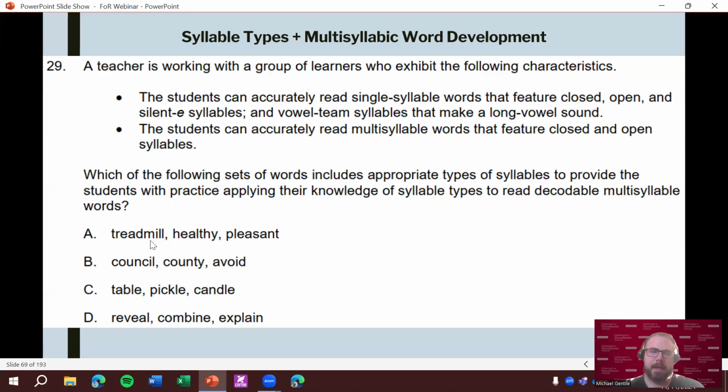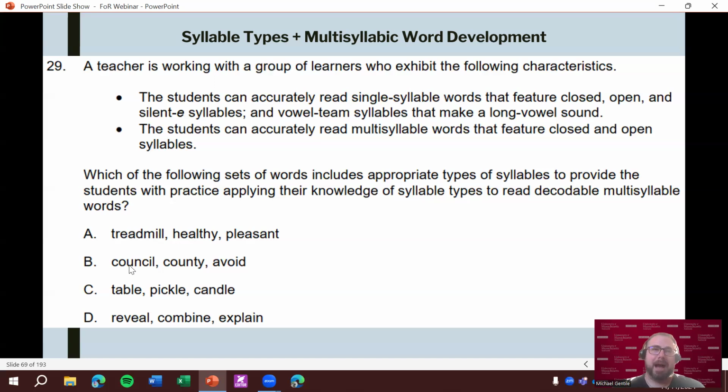Okay, so A is wrong because we have EA says what? In treadmill. Same thing in healthy. EA says eh, and same thing in pleasant. EA says eh. That's a short vowel sound. The student doesn't read those in single syllable words, so it wouldn't give them in multisyllable.